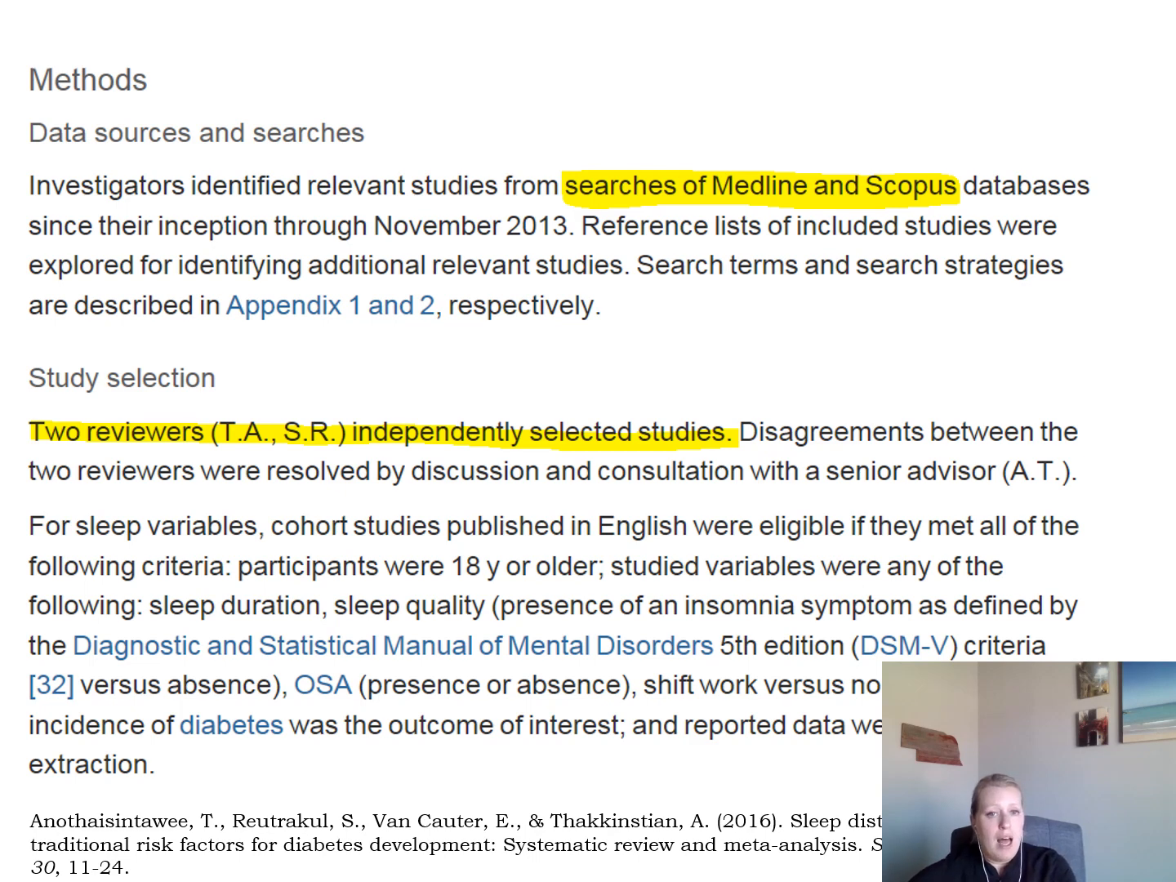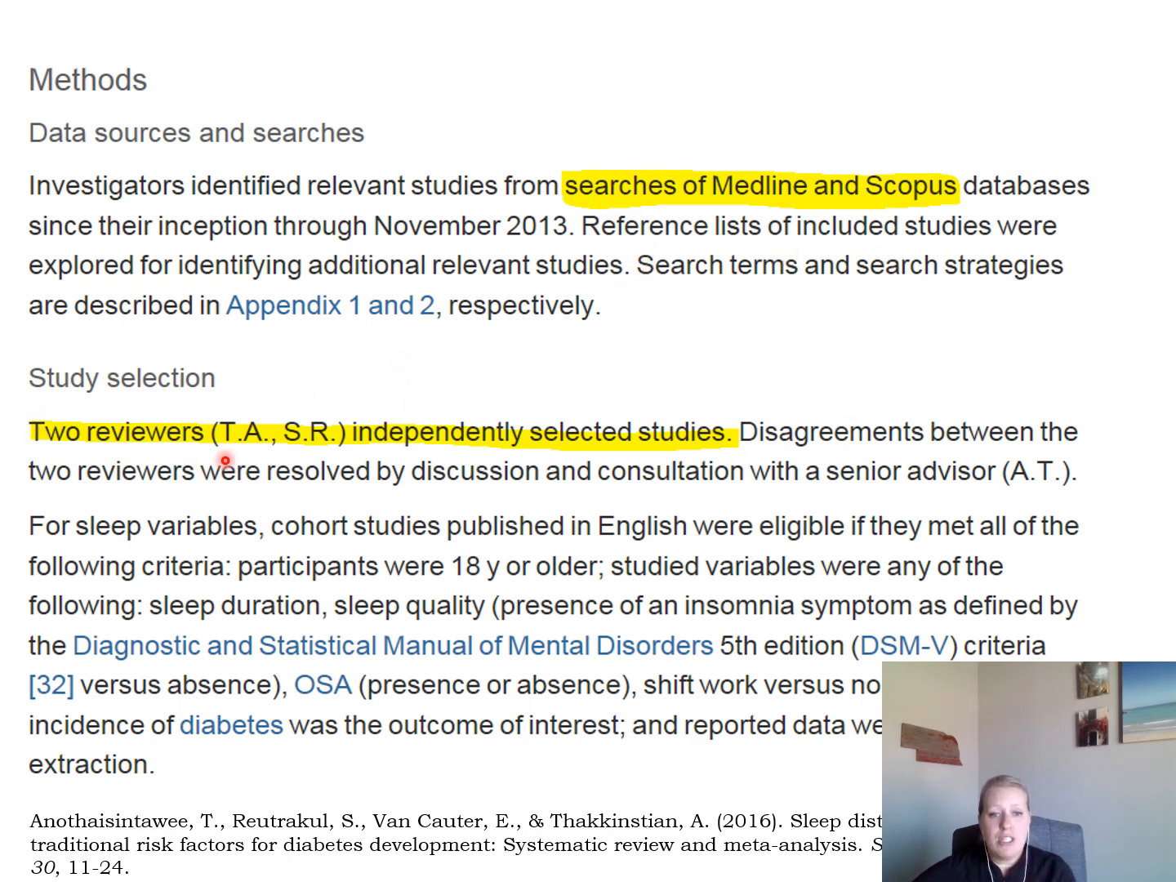Here's an example of what a systematic review would look like. So when you look at this, data sources and searches, you look at the methods. The methods usually tell you about the sample, about the people and where they're from. And, we recruited 20 pregnant women from a Midwest university. Well, here they're going to talk about what databases they used. And then they're going to talk about the search terms and their search strategies.